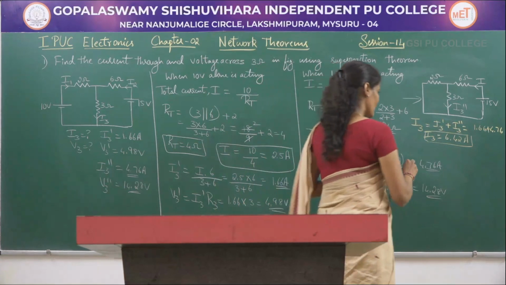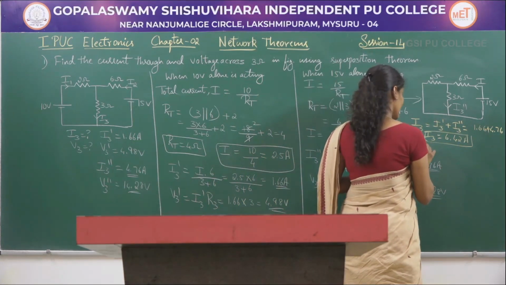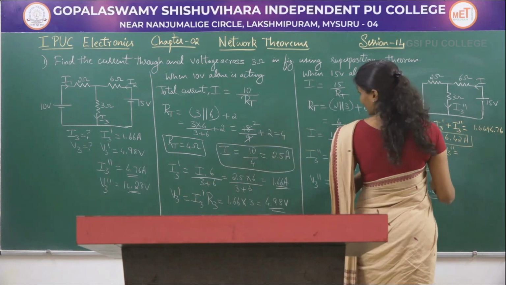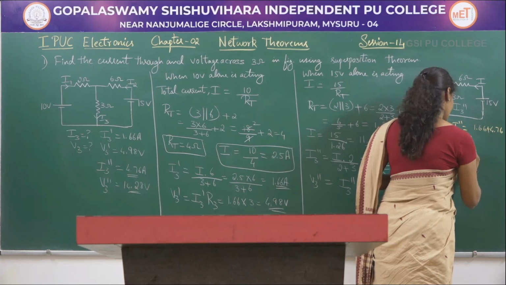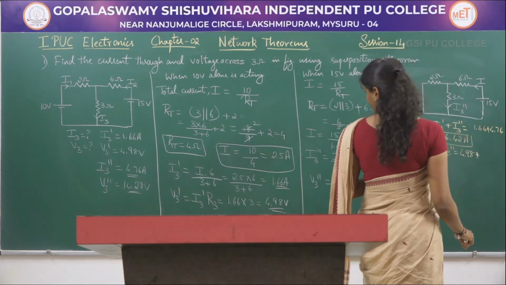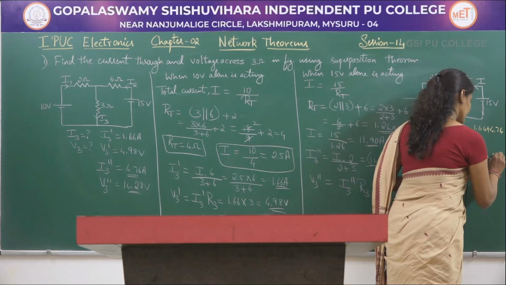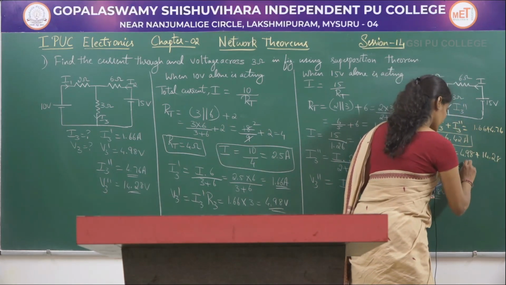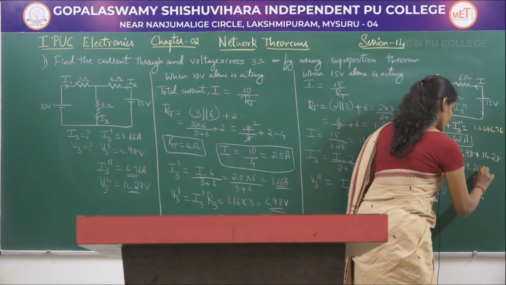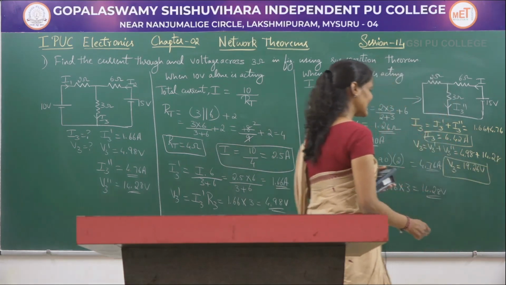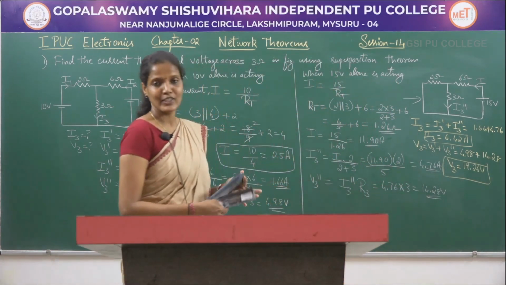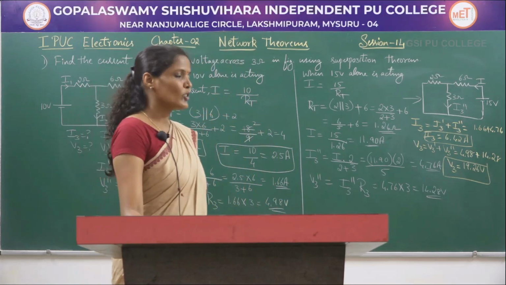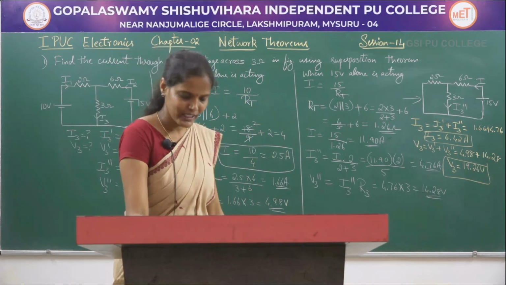And now we have to measure the voltage across that resistor. So V3 equals V3 dash plus V3 double dash, where the V3 dash value is 4.98 and V3 double dash is 14.28. So the final voltage across the 3 ohm resistor is 19.26 volts. So this is the final answer, where the current through that 3 ohm resistor is equal to 6.42 amps and the voltage across the 3 ohm resistor is 19.26 volts.